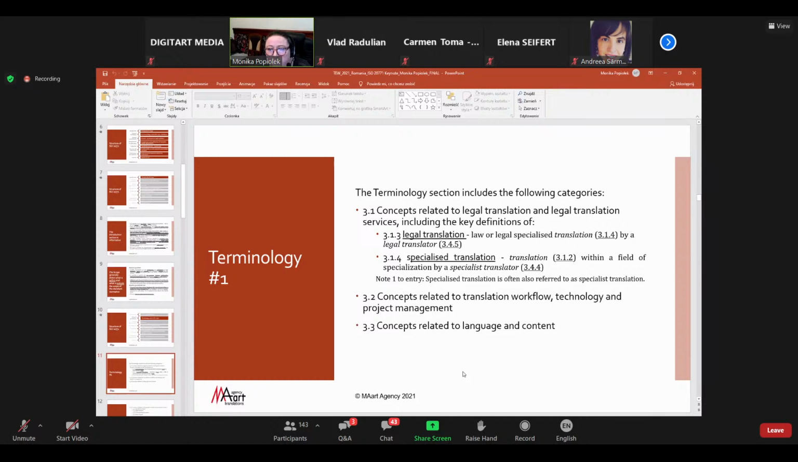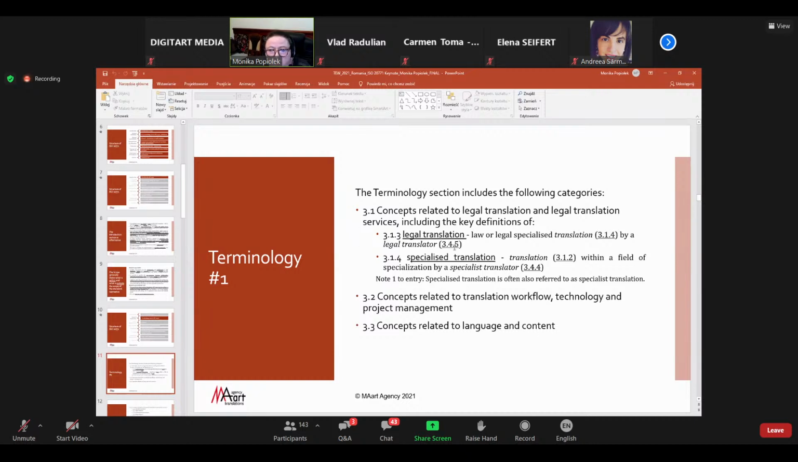The terminology section includes certain categories under which we have classified the terms and the definitions. So we have concepts relating to legal translation and legal translation services. And those include, for example, those key definitions. I only mentioned two here because we don't have the time to go too much into it. So here you would find concepts like legal translation or what is specialized translation.